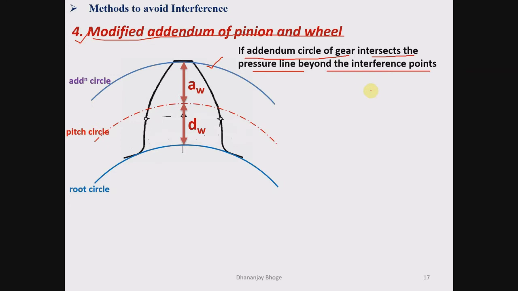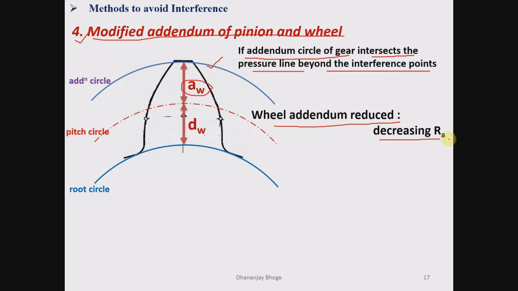So what we can do? We can reduce this wheel addendum AW, so that it will decrease the addendum circle radius of gear. So now it will not pass through the interference point, or it will not move the point of contact beyond the interference point. So this can be avoided by reducing the addendum of wheel, the value of AW, so that it reduces the addendum circle radius.